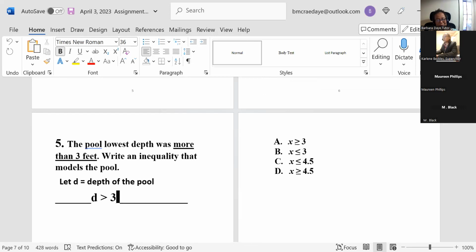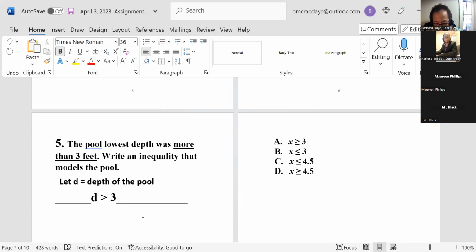Unbelievable. More than 3 means greater than 3. And they gave you the variable D, the depth. So the depth D must be greater than 3. That is what you call the inequality sign. Inequality is the greater than, the less than, the greater than or equal, or the less than or equal.